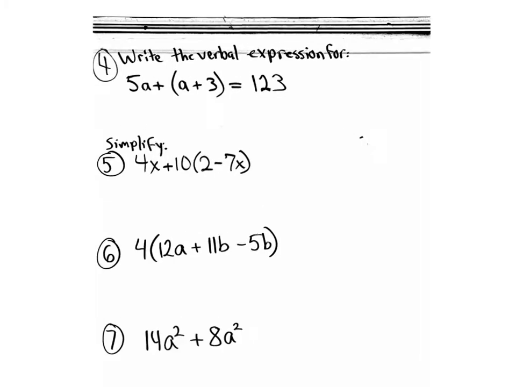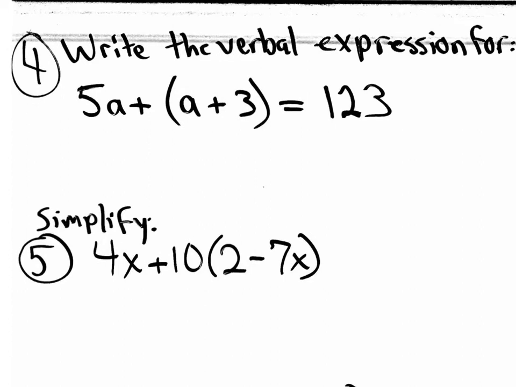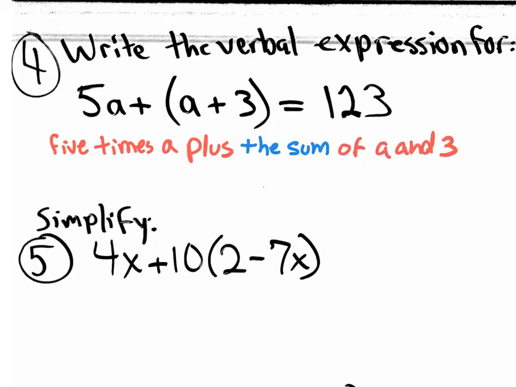Moving on to number 4. Number 4 says, write the verbal expression for. So, let's just take a piece at a time here. This is really 5 times a, and then over here we have plus, and on this next part, I'm going to use the word sum to get these guys in parentheses. I'm going to say plus the sum of a and 3. Again, plus the sum of a and 3, because when I use the word sum, it implies it's in parentheses. So plus the sum of a and 3.